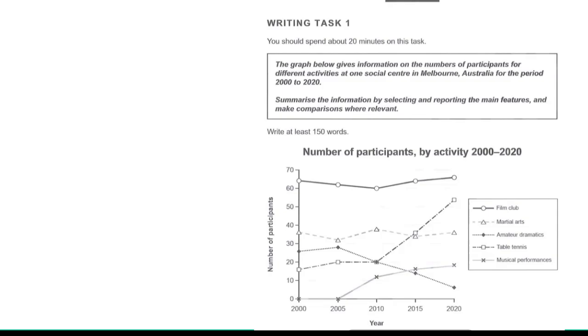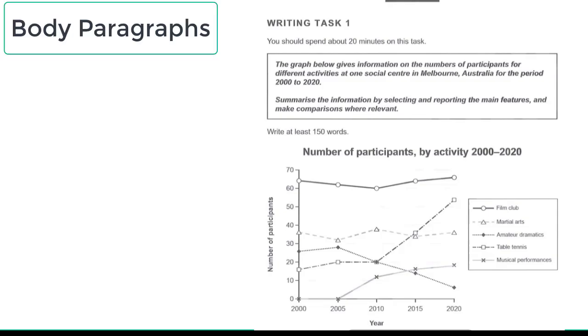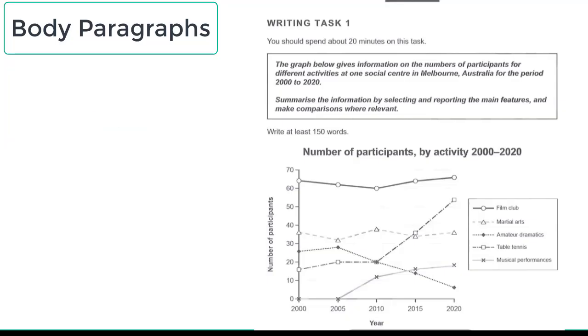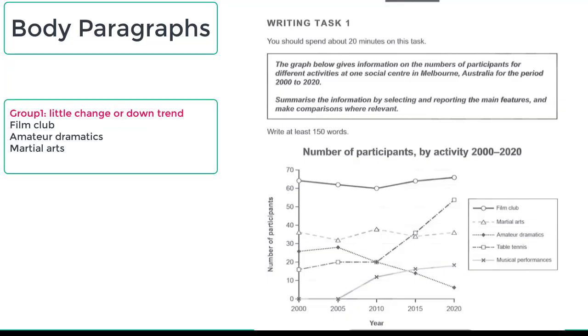And now we come to writing the body paragraphs. Keep in mind, you need to group data logically. Look at this example. You can see film club, amateur dramatics, and martial arts. These three things, they have something in common. These activities had little change or downward trend.